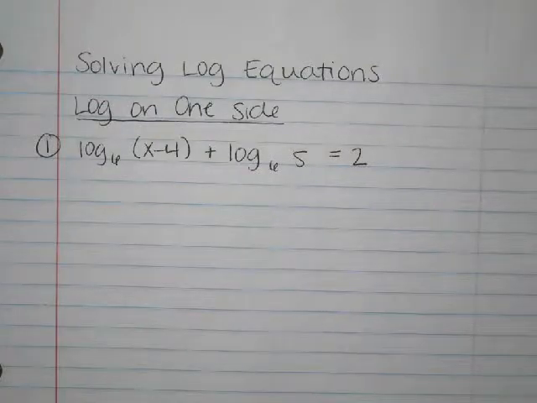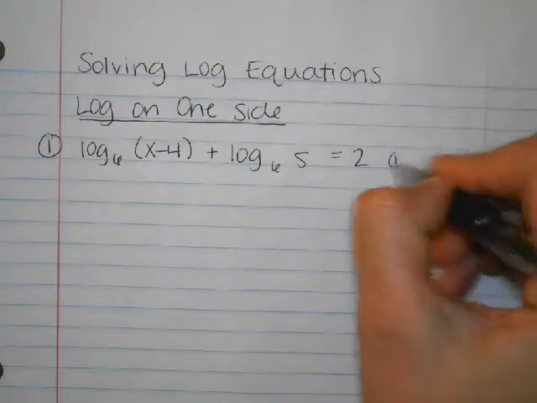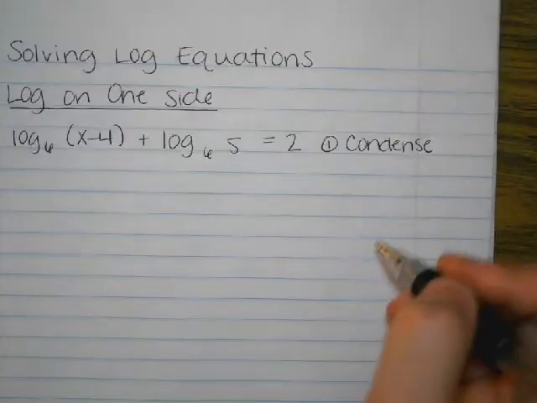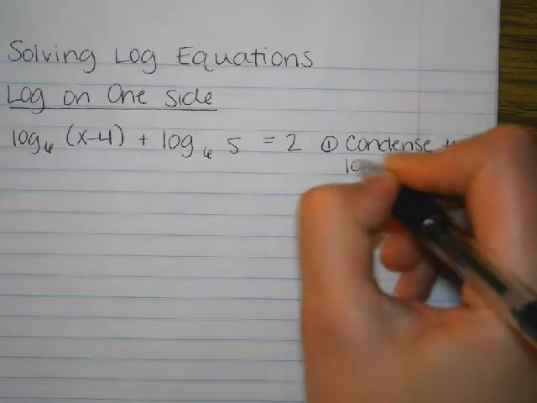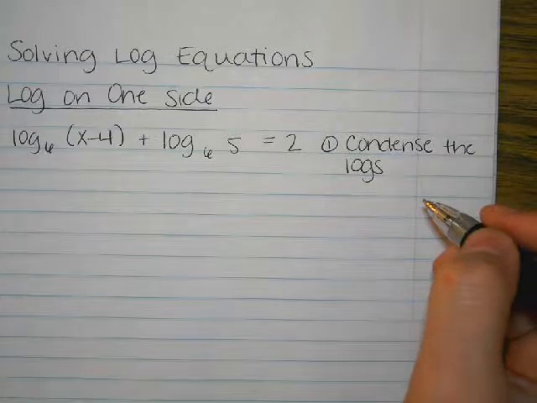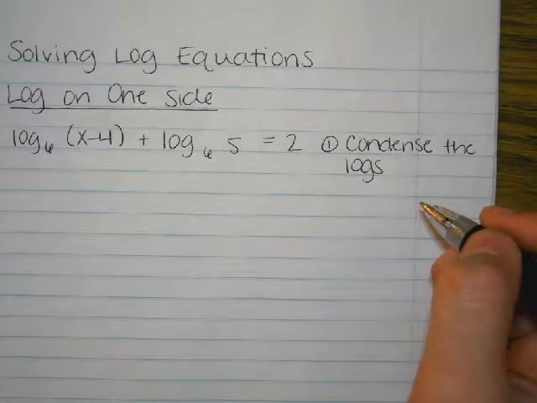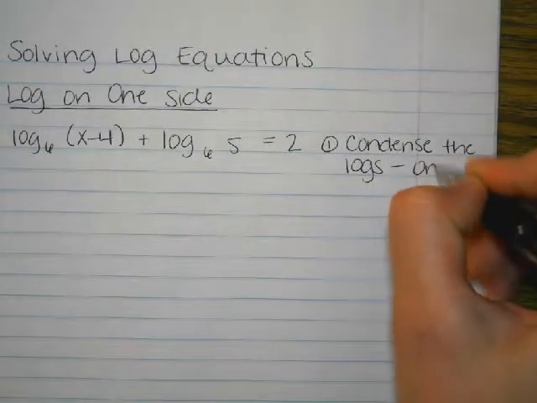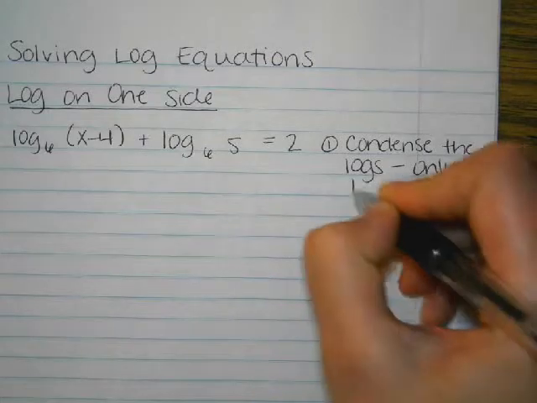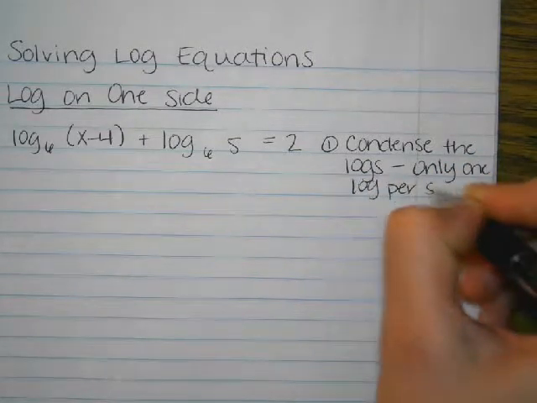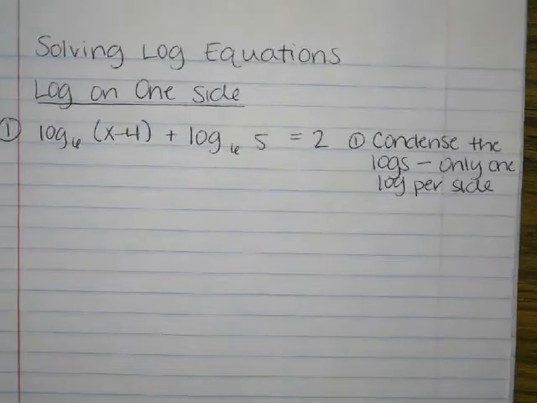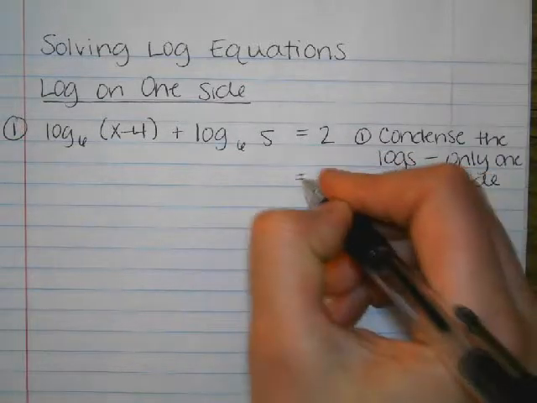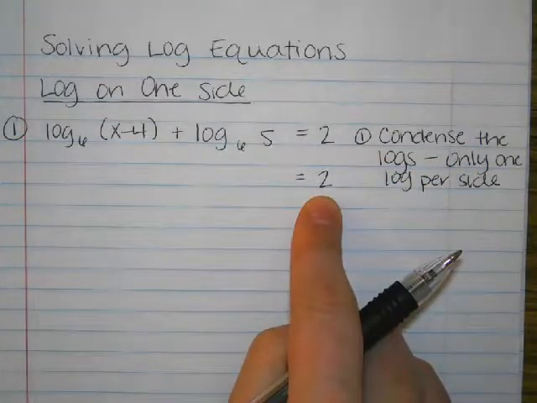So when we're solving a log equation, our first step is to condense the logarithms. That means that at the very most, you should only have one logarithm per side of the equation. One log on the left side, one log on the right side. So only one log per side. If you look at this equation, the 2 is not the problem because there's no log with that.